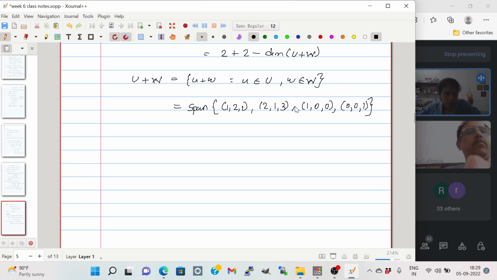This is clear because in R3 the maximum possible linearly independent set has 3 elements. So I am just considering 3 elements here. For example, (1,0,0), (0,0,1) and (1,2,1).